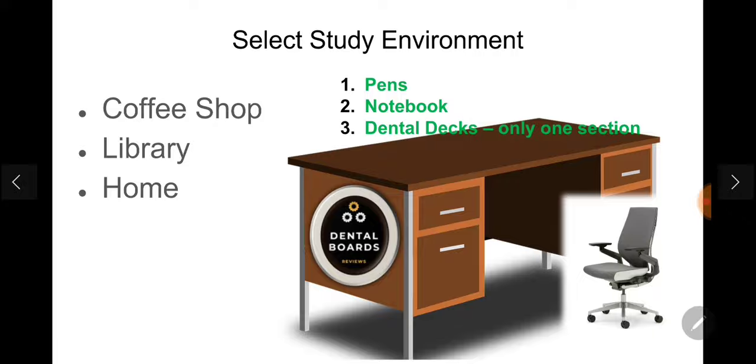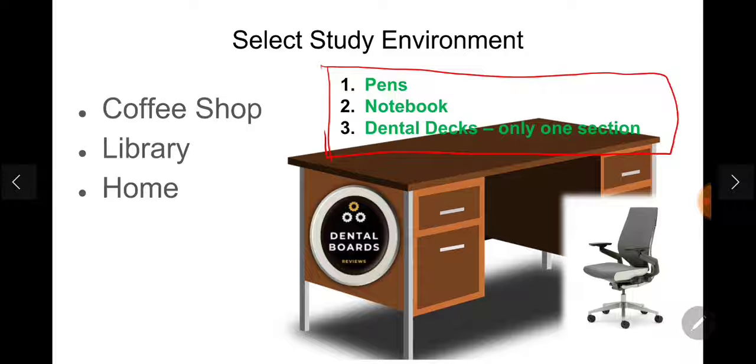Or some people like to study in a quiet environment, right? Like the library, at home. So whichever is your study style, make sure you find your environment which can be conducive for your studying and learning. Okay. And whatever environment you choose, you need to have very few things on your table. Very few. Why? Because very few things will make you focus, will decrease your anxiety. It's going to decrease the clutter around you. You just have to have some pens, a notebook, and flashcards.